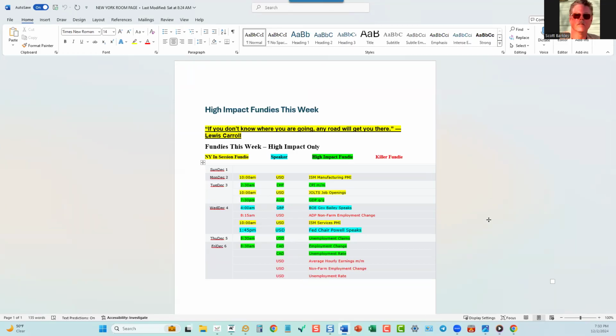Non-farm payroll is the granddaddy of all fundies. In the old days when we first started trading it, the initial one tick candle was 84 pips. 84 pips on a tick chart on a reaction to non-farm payroll. Now it's slowed down since then because they got better at forecasting, or I should say they got better at lying. That's a better way to put it. But at any rate, Friday is a tough day.